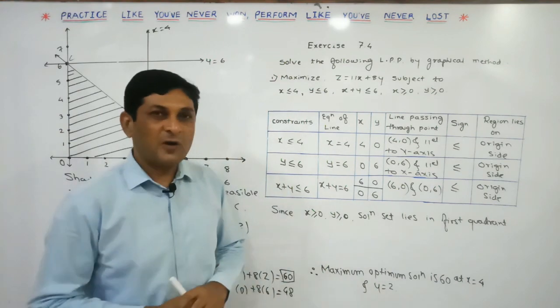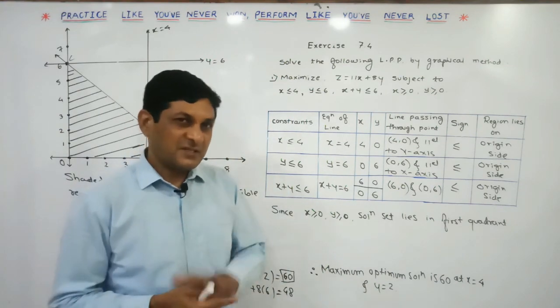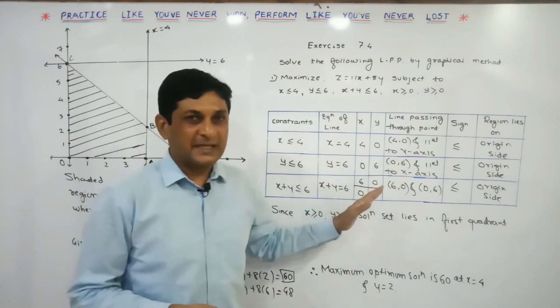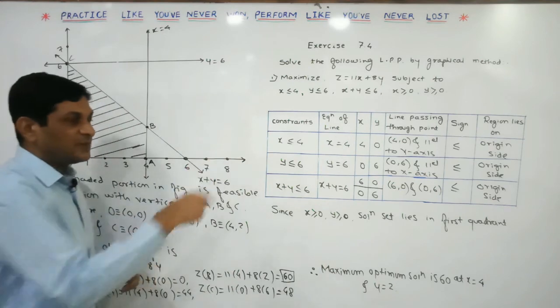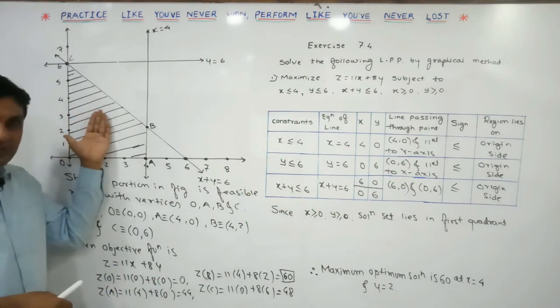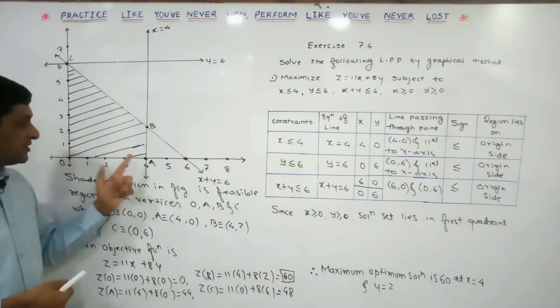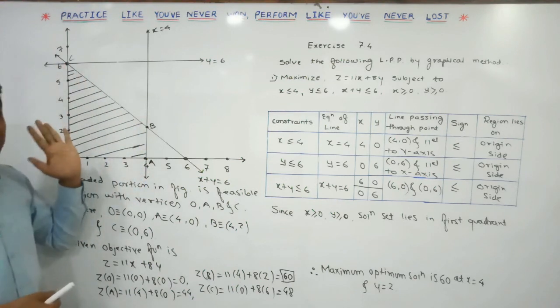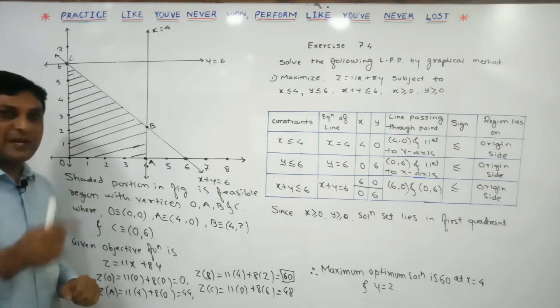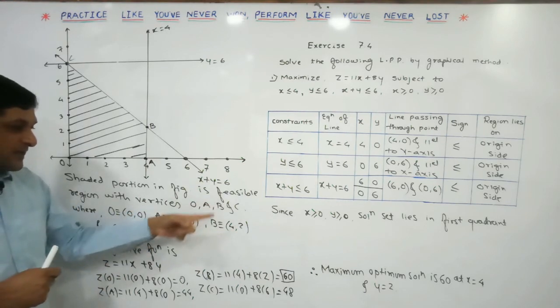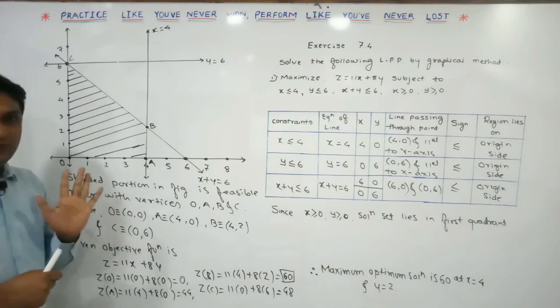Hope the idea about how to solve the example is clear. The first step is to find the coordinates of points on the line, then construct the line. From the inequality symbol, find the feasible region. Once the feasible region is known, denote the corner points by capital letters, which are called the vertices of this polygon. Then find the coordinates of each vertex.